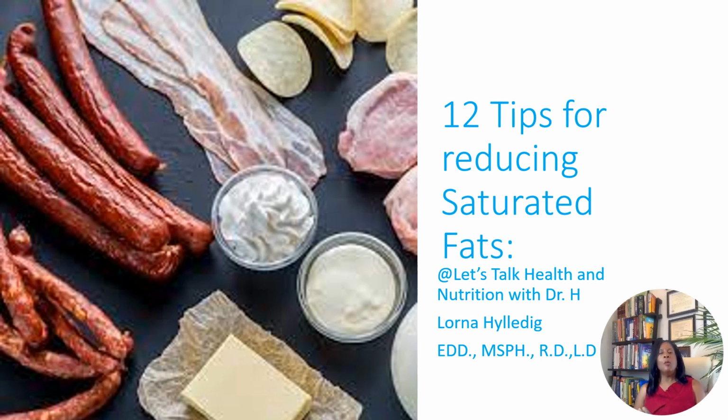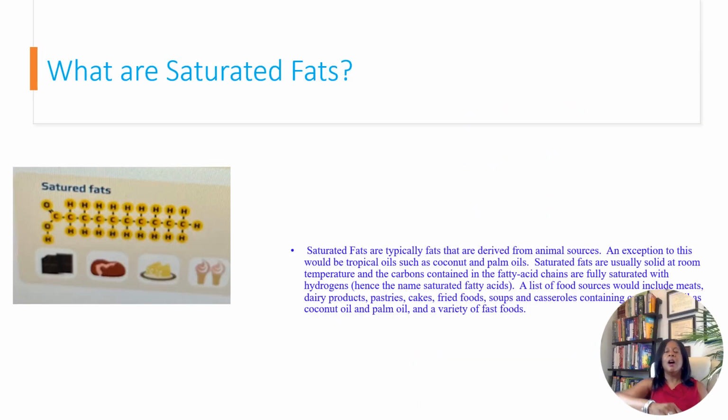Today, I want to discuss with you 12 tips for reducing saturated fats in the diet. Now, what exactly are saturated fats? Saturated fats are typically fats from animal products. Exceptions are tropical oils, such as coconut and palm oil.